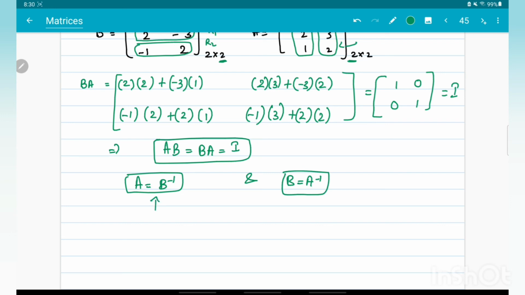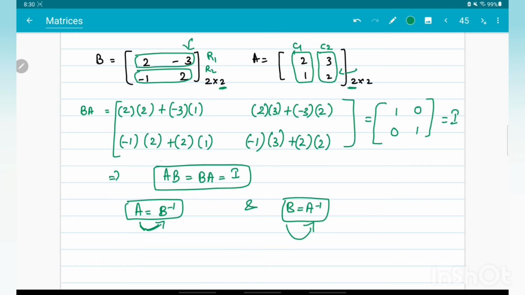So this here means that A is the inverse of B. Okay, you can see here B inverse. So it means that A is the inverse of B, and this here means that B is the inverse of A. Okay, so this is what I can conclude from this one. So this was the important step. With this I can say that both of them are inverse of each other.